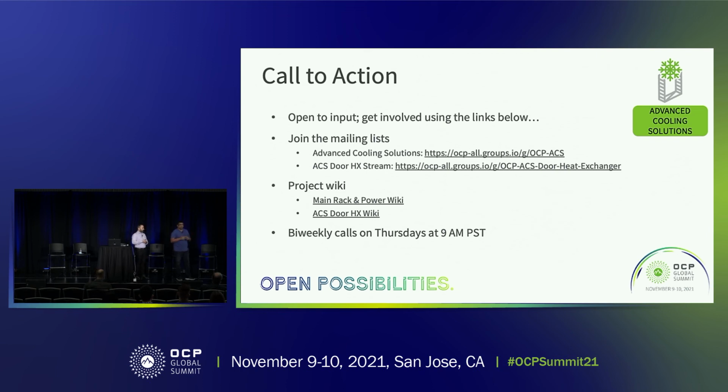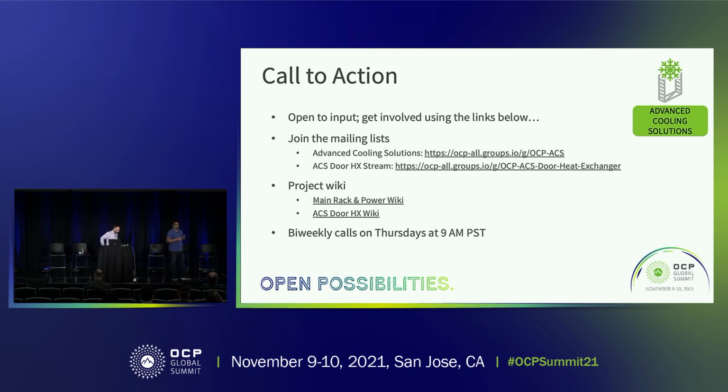And just to round things off, a call to action. We are always open to input. If you have questions regarding, is there any guidance with regards to enabling door heat exchangers or any of the other solutions that we've just highlighted, please check out the links for the general ACS work stream, but also the door heat exchanger stream. And please get involved. We're always looking for input.